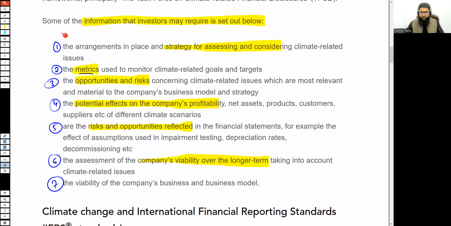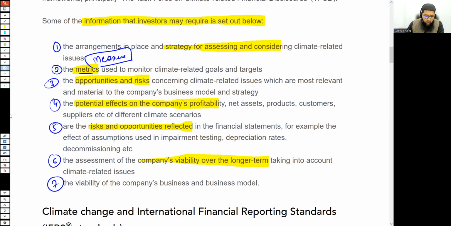Here you have a technical article, and it mentions the information that investors may require with respect to climatic change. One of them is that the investor would be interested in knowing the strategy for assessing and considering climatic change, that is, how the entity is going to address it. The second thing is the metrics, which means the performance measures that the entity is going to use in order to measure climatic change.